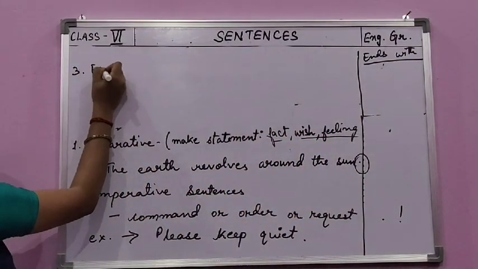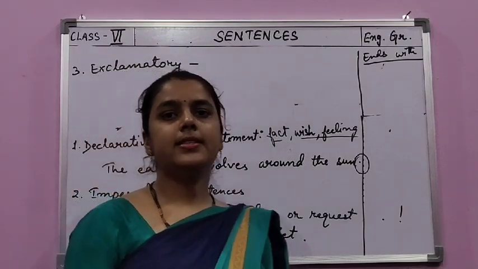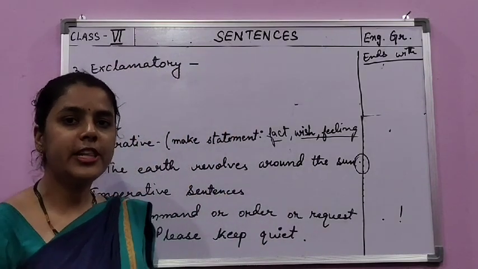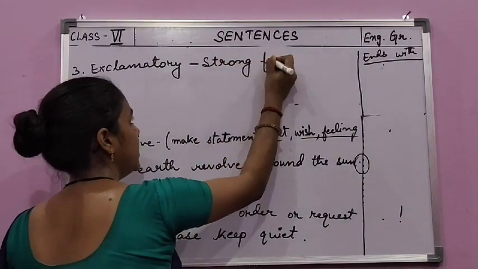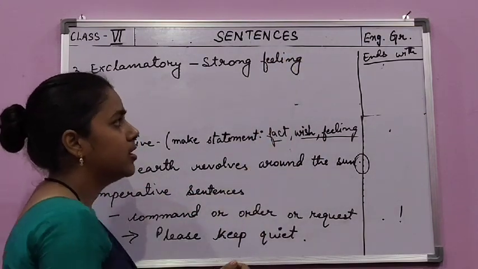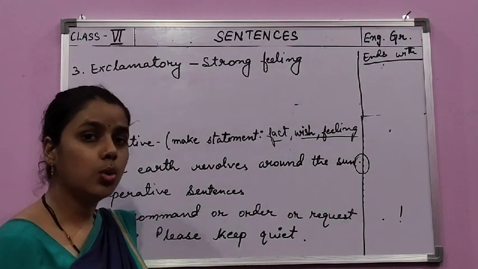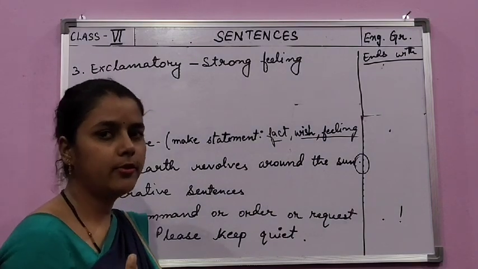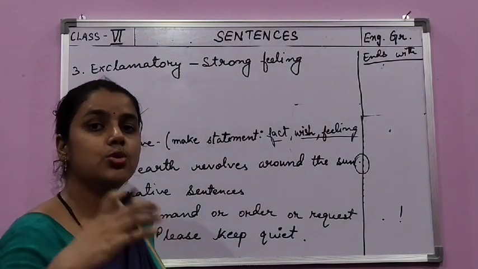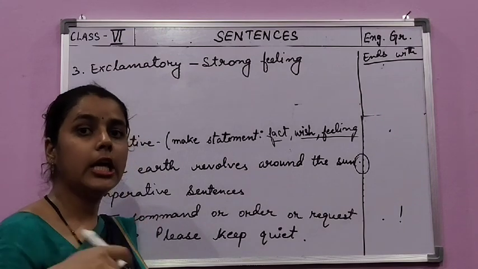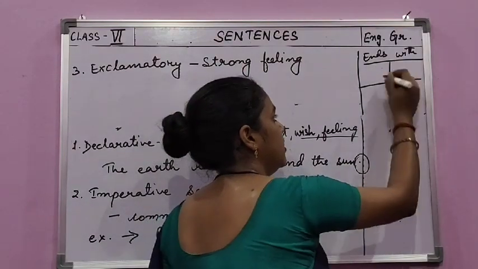The third one is an exclamatory sentence. Exclamatory sentences क्या कहते हैं? वो एक स्ट्रॉन्ग फीलिंग बताते हैं. It shows a strong feeling, it reflects a strong feeling. जैसे कोई भी चीज है जिसे लेके आप बहुत ज्यादा खुश हो या फिर बहुत ज्यादा दुखी हो या फिर आपको कोई भी चीज बहुत ज्यादा अच्छी लगती है, these kinds of things reflect feelings. So these exclamatory sentences are used to reflect our strong feelings or emotions and they usually end with an exclamation mark. Exclamation mark looks like this.